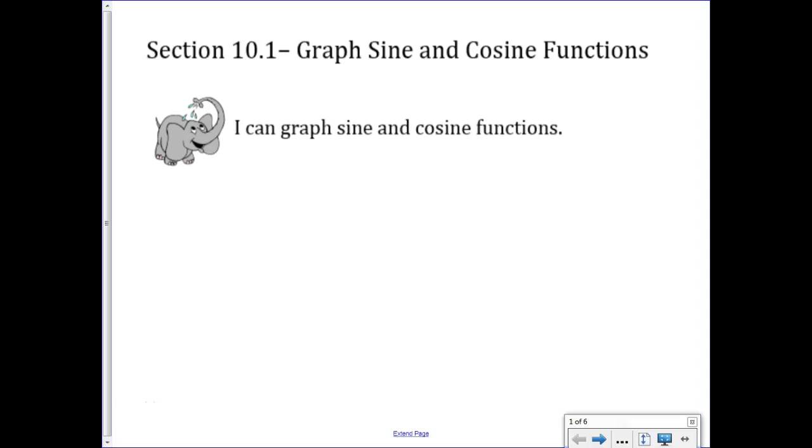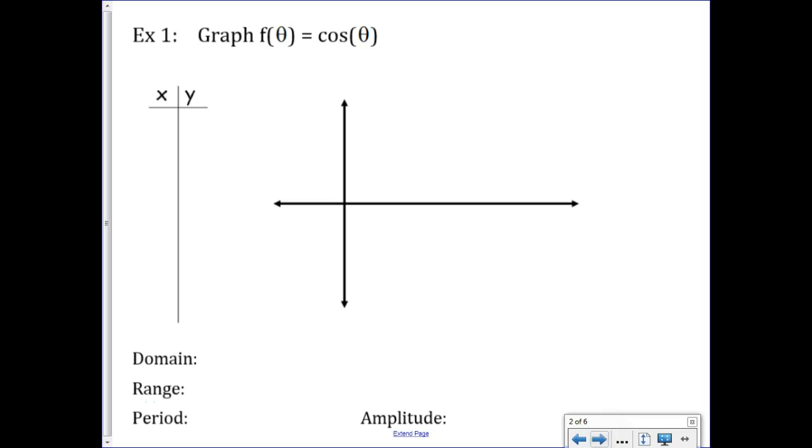Hey guys, today we are looking at graphing sine and cosine functions on an XY axis. If you don't have a unit circle out next to you, or if you don't have those memorized, I would pause the video and get one out right now so you can keep up with putting these values in the table. So the first thing we're going to do is graph f of theta equals the cosine of theta.